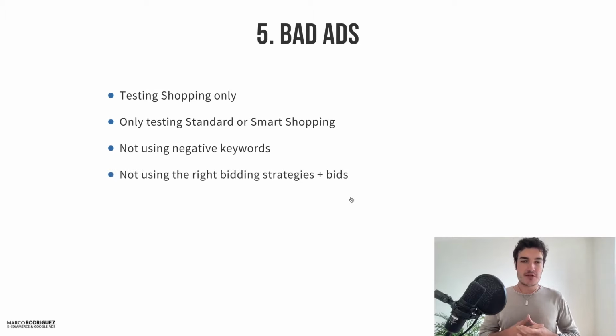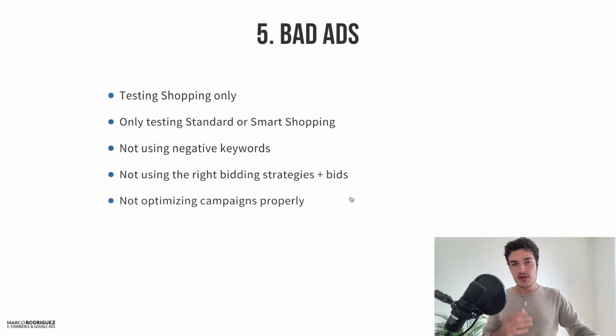If you're not using the right bidding strategies and bids, it's not super important from day one, really, right? Whether you use maximize clicks or manual CPC when you spend 20 bucks a day, doesn't really matter. But when you spend 100 bucks a day, 200, 400, and you don't know how to properly use bidding strategies and when to use automated bidding and when to use manual bidding and when to change your bids, then you will definitely lose a lot of sales and or a lot of profitability. Not optimizing your campaigns properly, of course, is an issue as well.